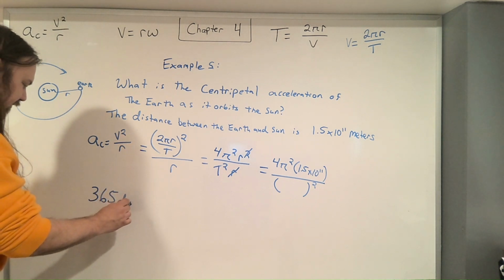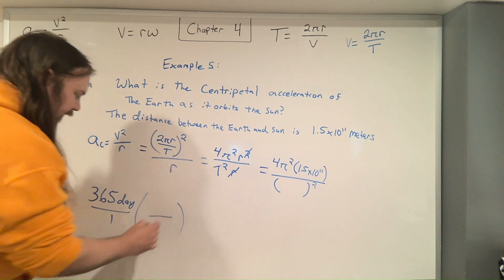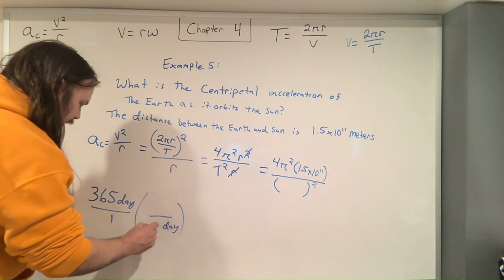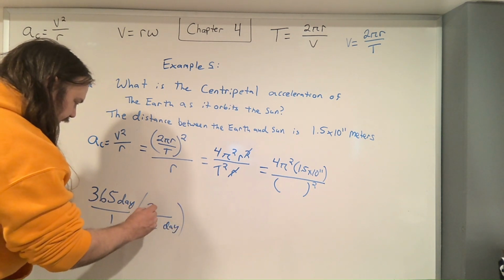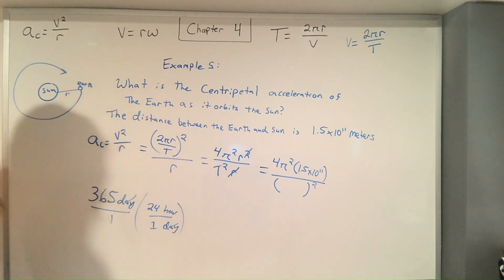365 days, and I need to multiply this out, right? I want to get rid of days, so I'm going to put day on the bottom. 1 day consists of 24 hours. Get rid of days. Okay.